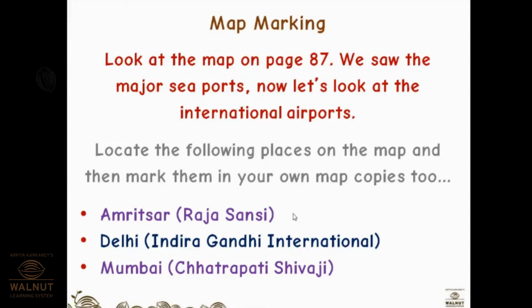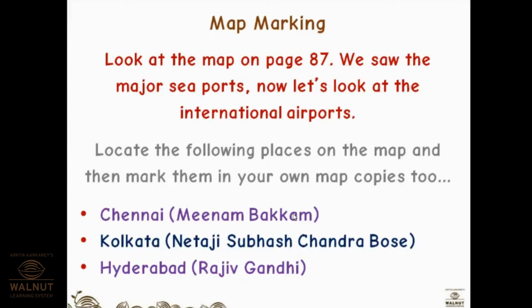Now locate the following places on the map and then mark them in your own map copies too. Please do follow this. The first one, from the north, is Amritsar, the city where it is located, and the name of that airport is Raja Sansi. In Delhi it is Indira Gandhi International Airport. Then in Mumbai it is Chhatrapati Shivaji Airport. In Chennai it is Meenambakkam Airport, and in Kolkata it is Netaji Subhash Chandra Bose Airport.